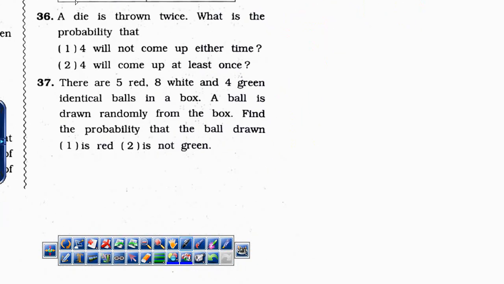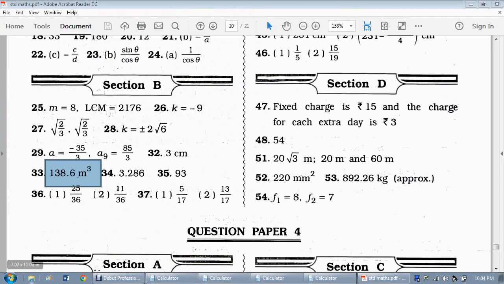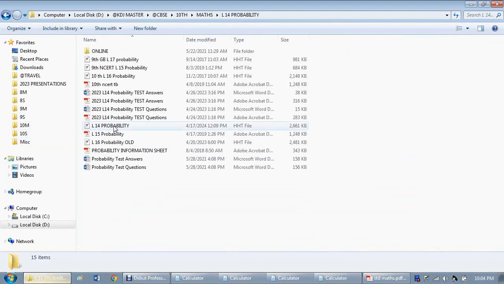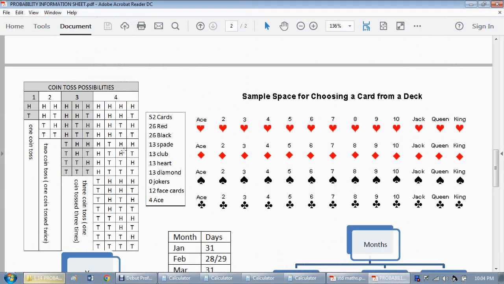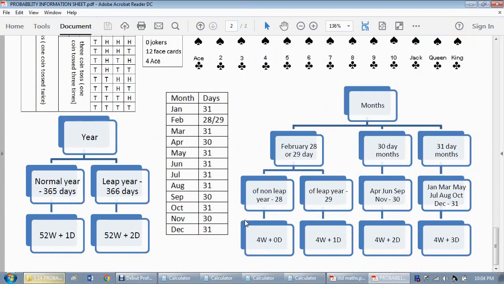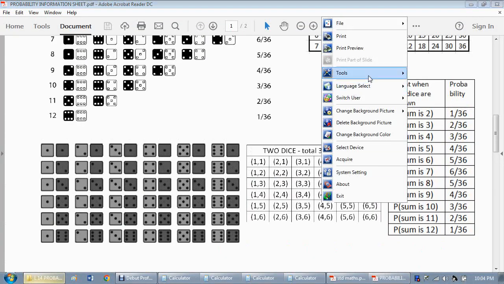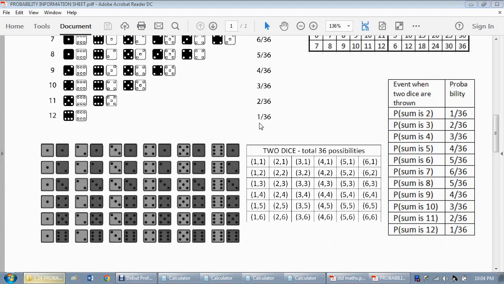36th sum. A dice is thrown twice. So there are 36 events when you throw 2 dice. What is the probability 4 will not come up either time? 4 will not come at all. So I'll just show you, in those 36 events, how many times does 4 come? It will come 11 times.